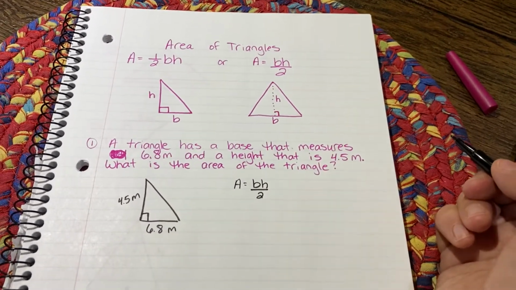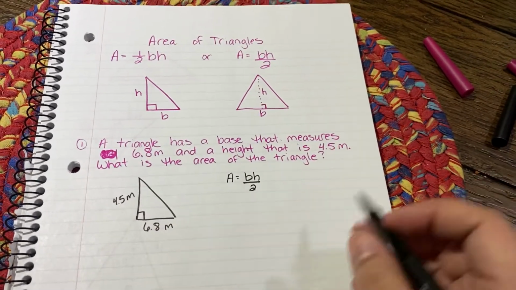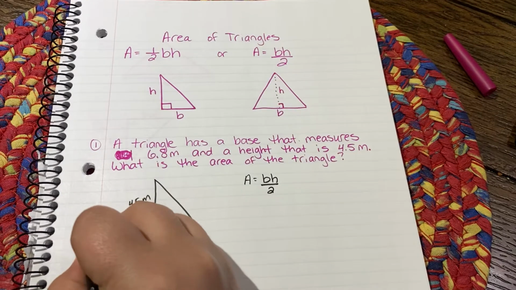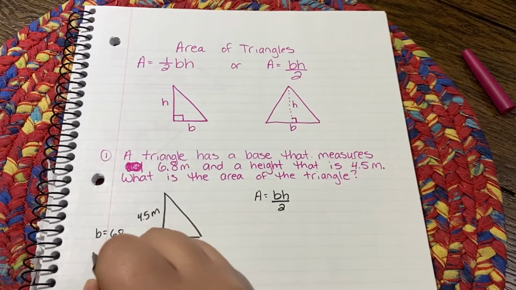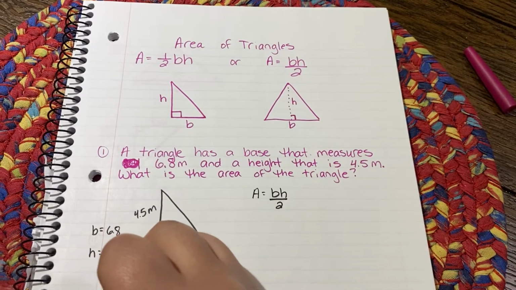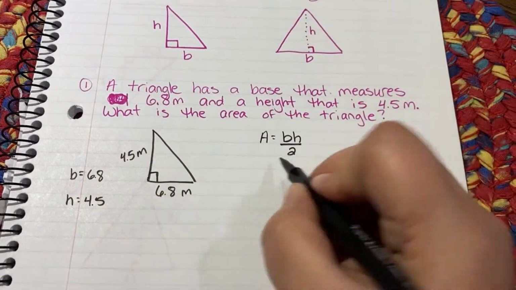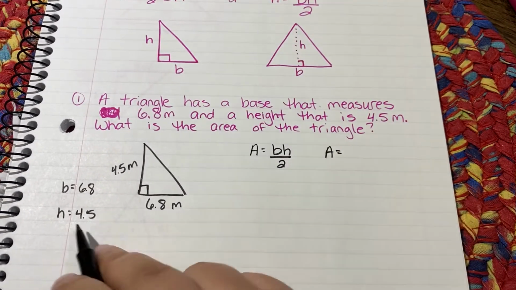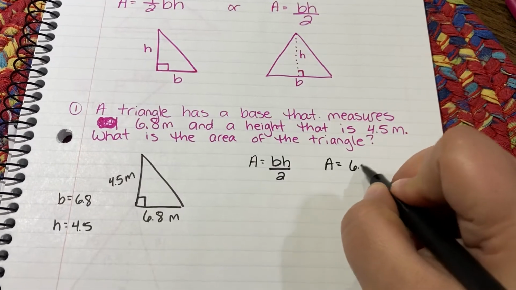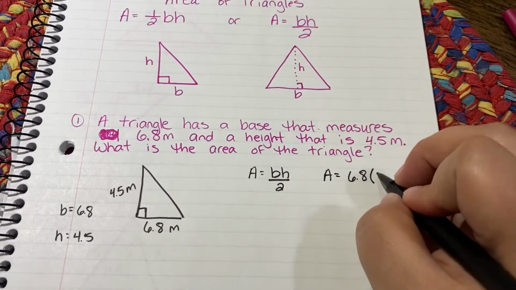So the first thing I'm going to do is identify what I have. We already know that the base, where am I going to write it? Right here. Base equals 6.8, and the height equals 4.5. So those are the two values that I'm plugging into my formula. So right here, I'm going to have A equals my base, which is 6.8, times my height, which was 4.5.